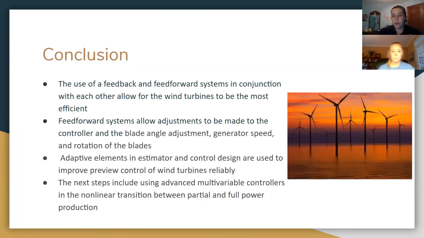And some conclusions from our presentation: the use of feedback and feed forward systems in conjunction with each other allows for the wind turbines to be the most efficient. The systems that I had done in Simulink were to simulate a feed forward system and also a feedback system. And the way wind turbines actually work, they combine both of them. So they're making predictions based on the measurements of the wind, and then also if the most power and speed are not obtained, then that comes back as feedback, and further adjustments will be made from there.